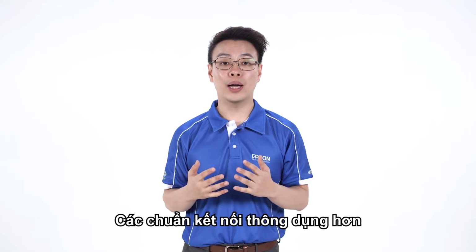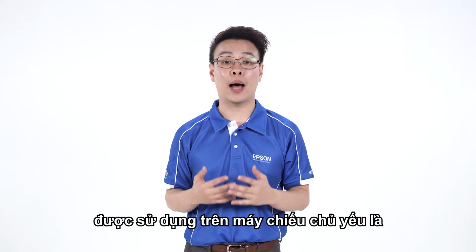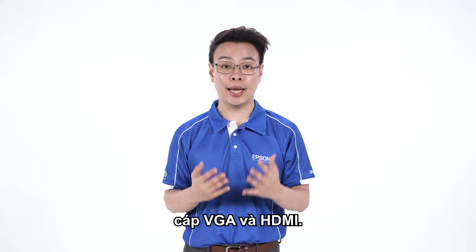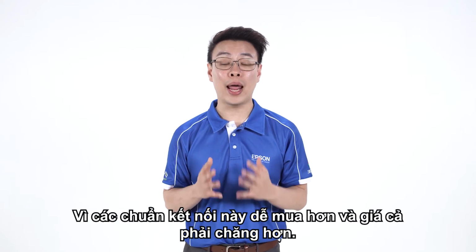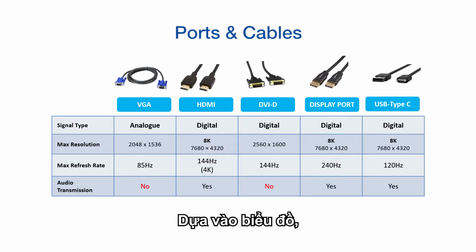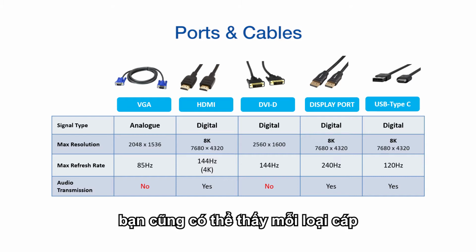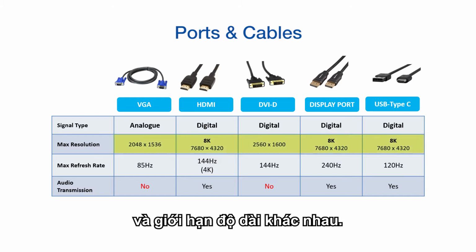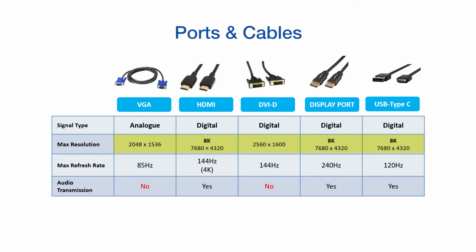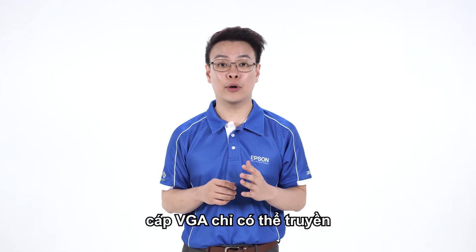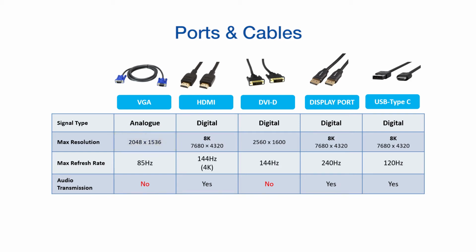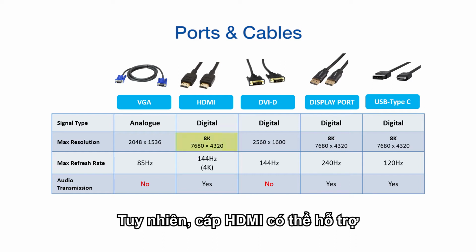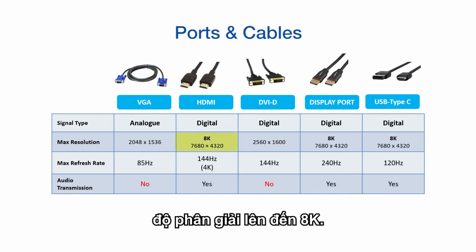The more common ones used and found on projectors are mainly the VGA and HDMI cables, as these are more easily available and affordable. Based on the chart, you can also see that each cable has different resolution and length limitations. For example, the VGA cable is only able to transmit a maximum resolution of 2048 x 1536. However, an HDMI cable can support up to 8K resolution.